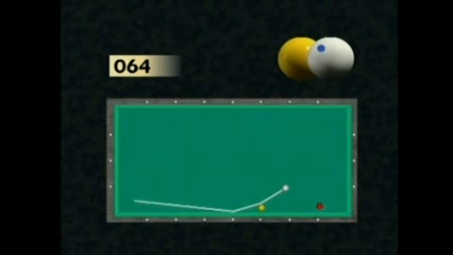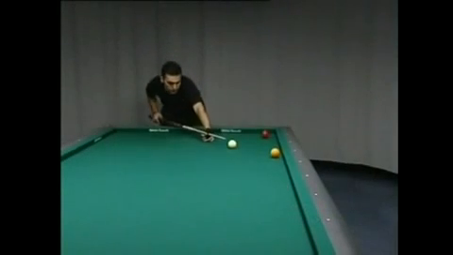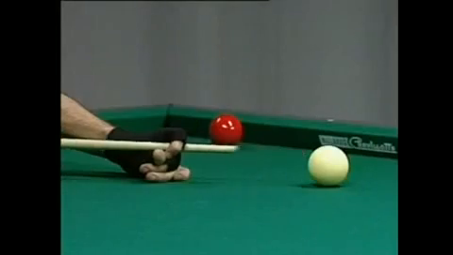Since the red ball is located close to the long cushion, it is very important to combine a top hit with a fast movement, which also tends to position the player's ball close to the long cushion. You have to be careful not to plunge by keeping the cue on a horizontal level.